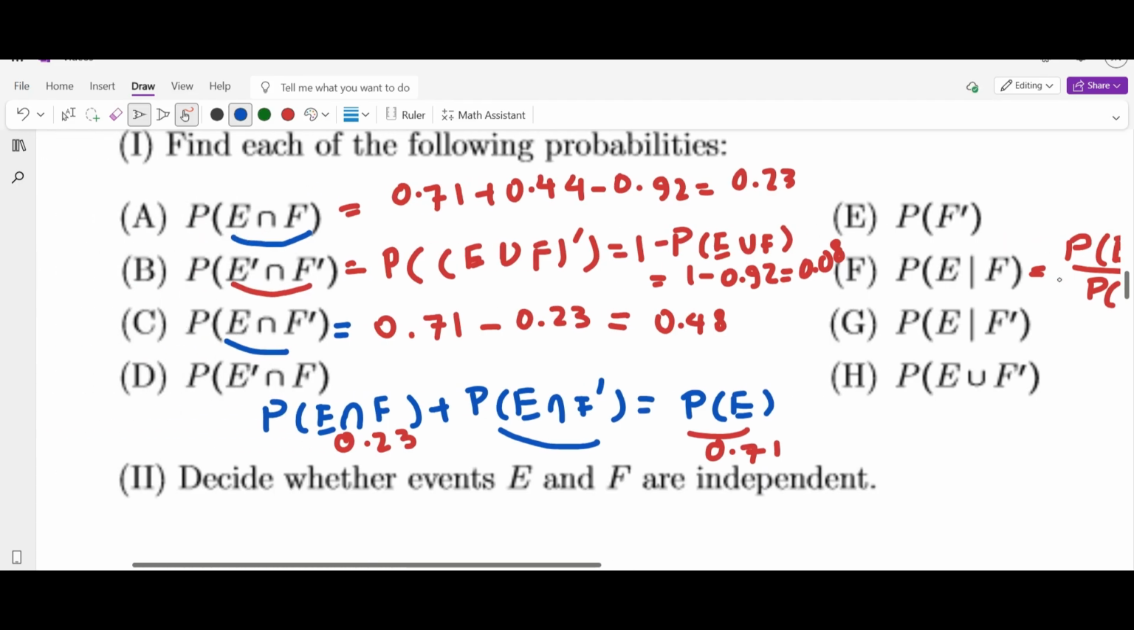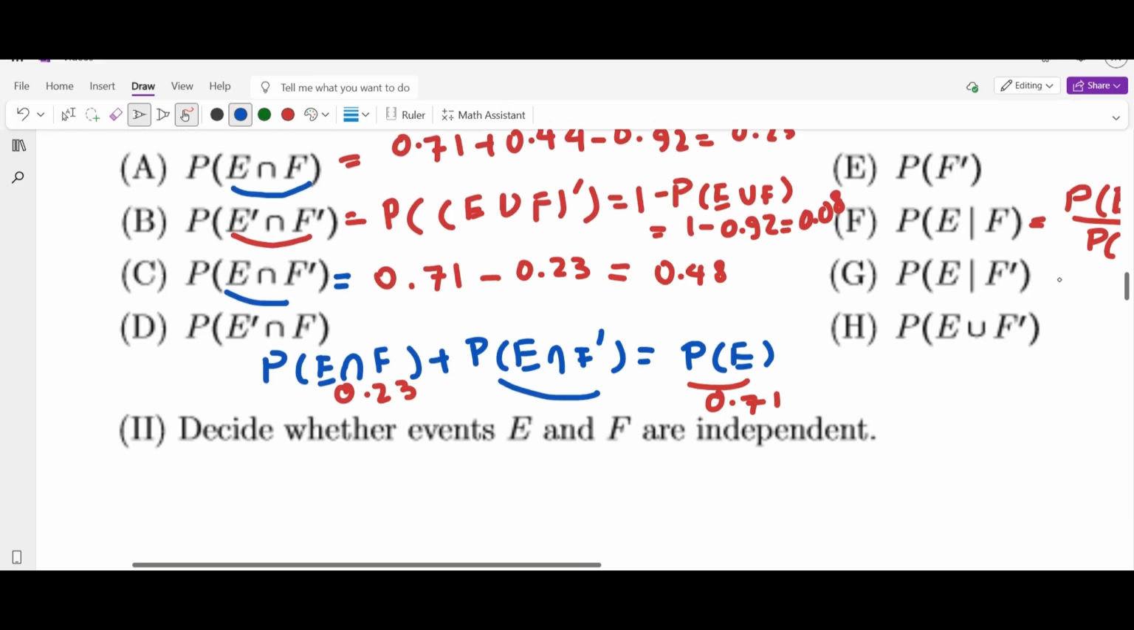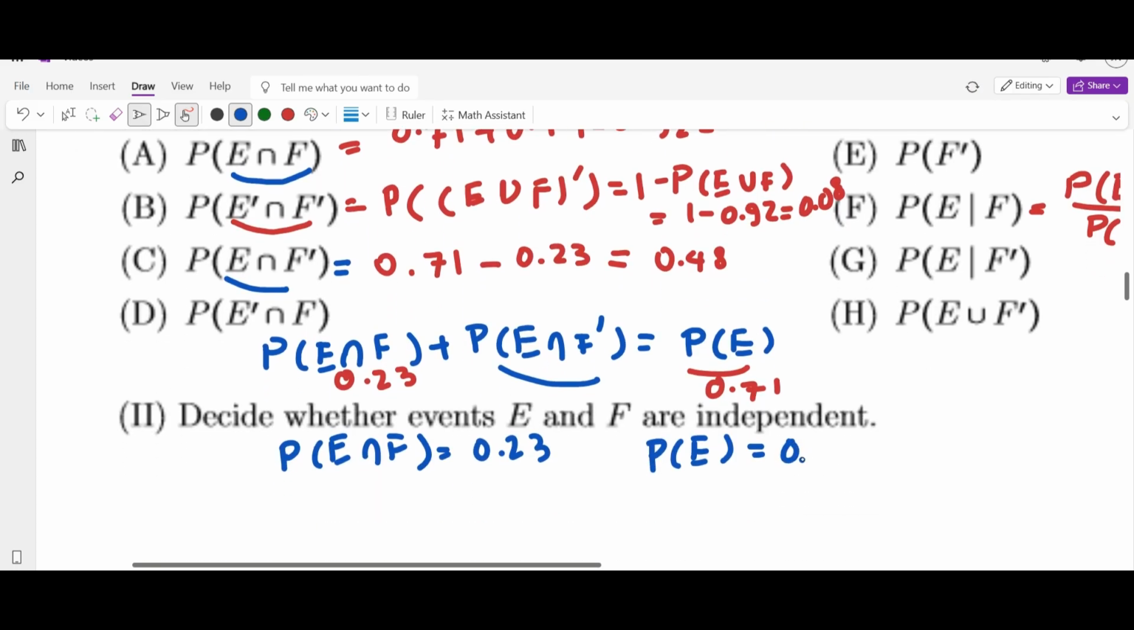And you can find more probabilities, but let's go back and look at the second part of this question, which is asking to decide whether the events E and F are independent. We have found the probability of E intersect F to be 0.23. The probability of E is equal to 0.71. The probability of F is equal to 0.44.